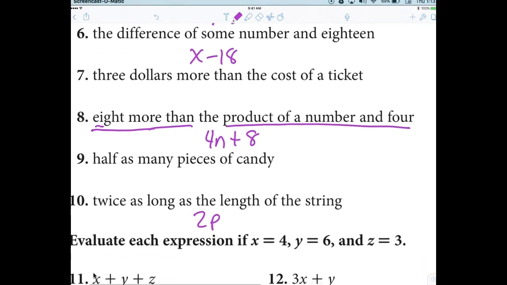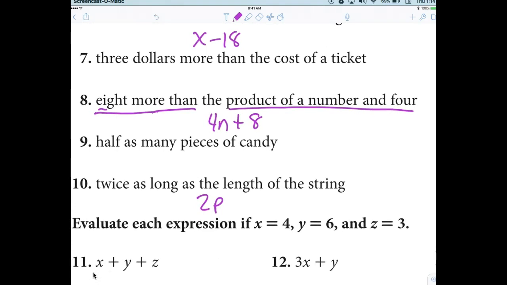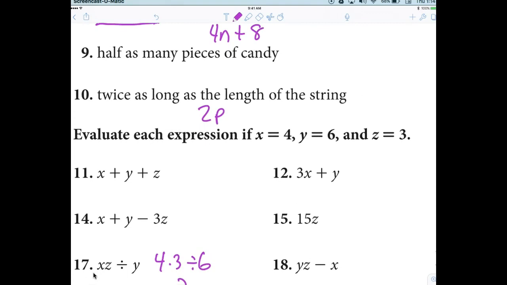Mr. Sincel, what about number 7? $3 more than the cost of the ticket. So it would be D plus 3. You're awesome, buddy. Thank you very much. D plus 3. Lander, how about 9? Half as many pieces of candy. What would that be?